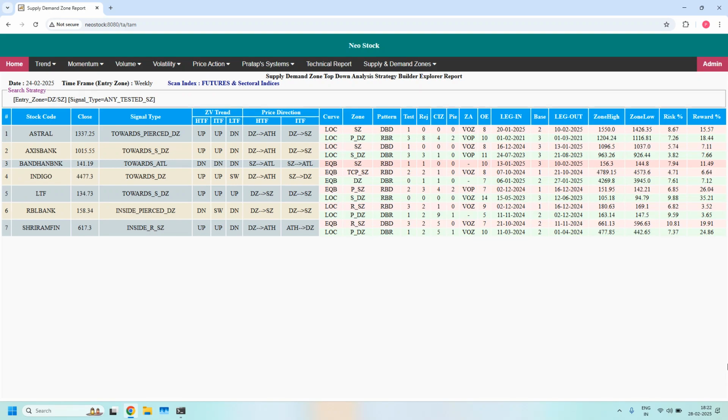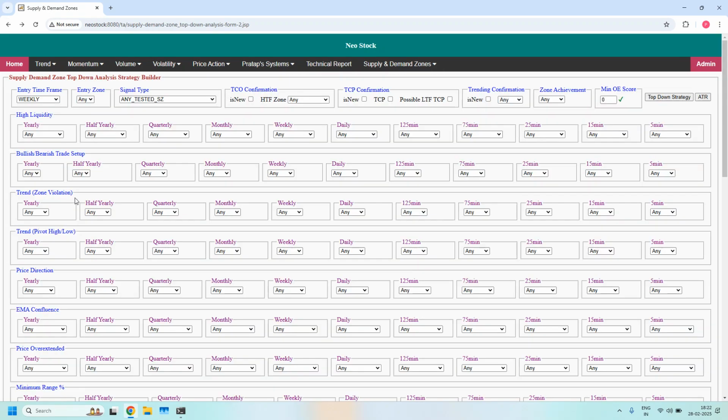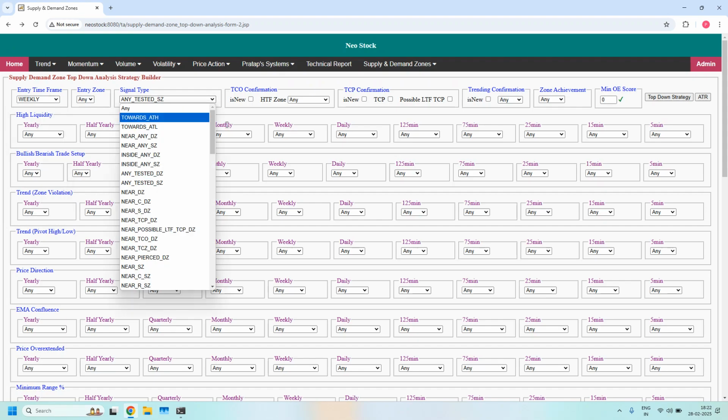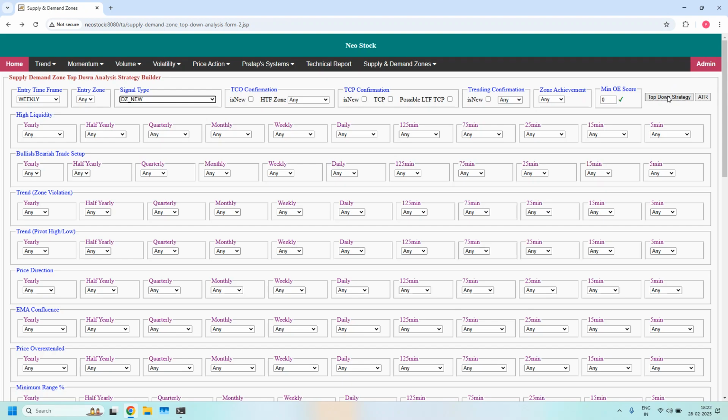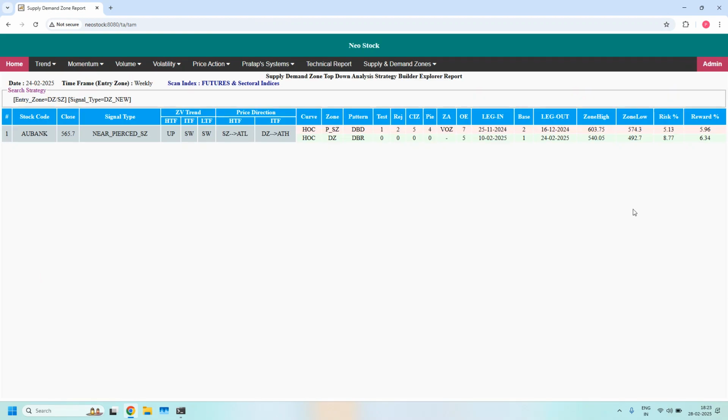Okay, next let us identify newly created weekly demand zones. For weekly time frame, let us find the stocks having newly created weekly demand zones. So only one weekly demand zone created this week.